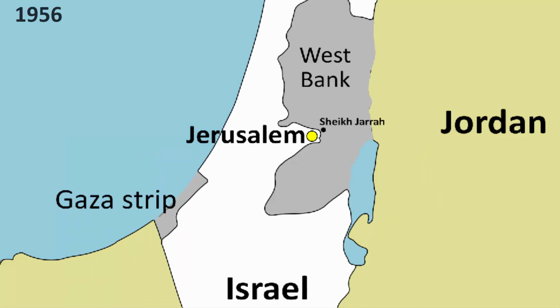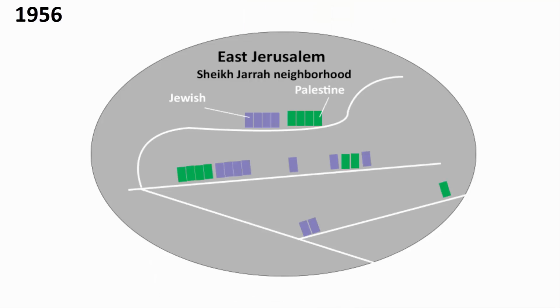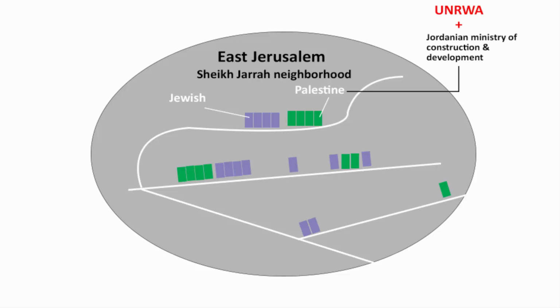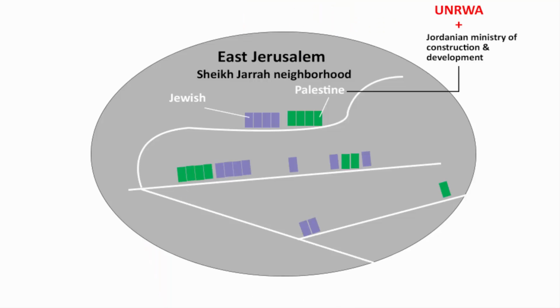In 1956, 28 Palestinian families settled in Sheikh Jarrah neighborhood in East Jerusalem. These 28 families had an agreement with the Jordanian Ministry of Construction and Development and the UN Refugee Agency UNRWA to provide housing for them in Sheikh Jarrah neighborhood. At that time, West Bank came under Jordanian rule. So basically, the Jordanian government gave the land and the United Nations Refugee Agency paid the cost of constructing 28 homes for these 28 families.